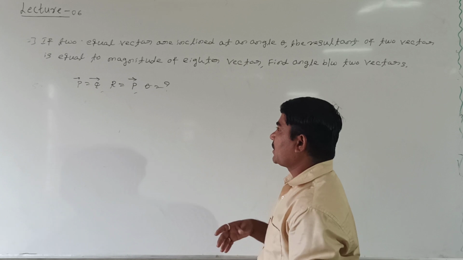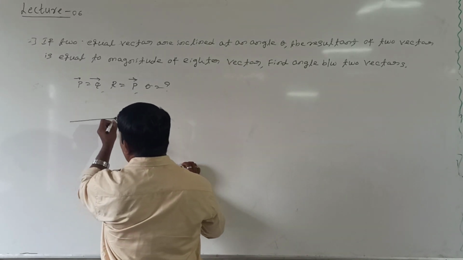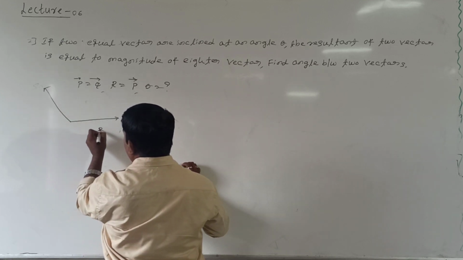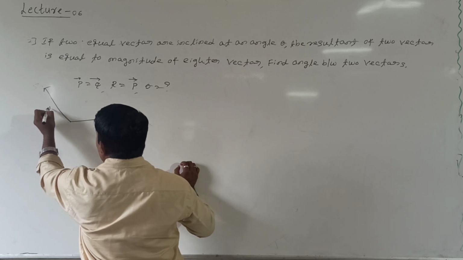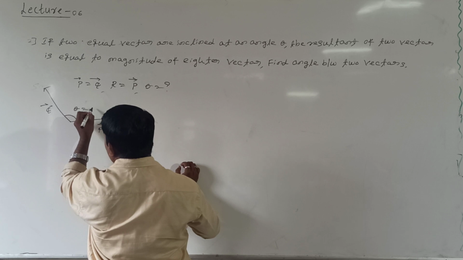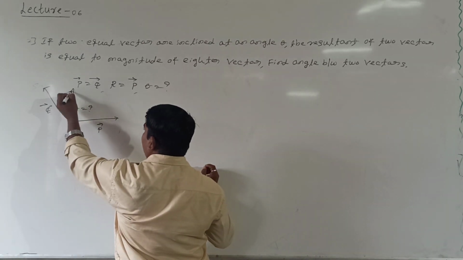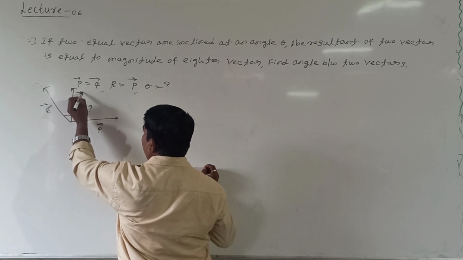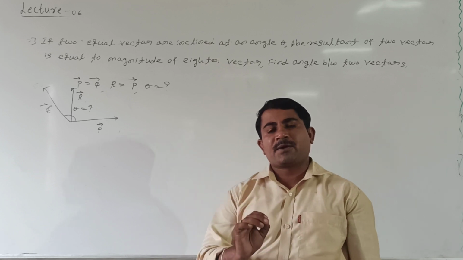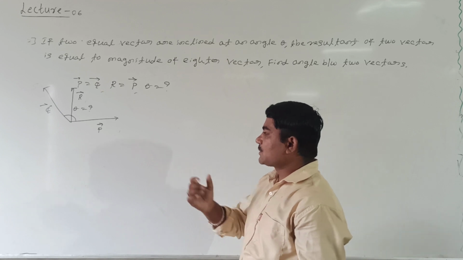Shall I take how the two vectors are there? See here, this is one vector, and this may be another vector. This is the P vector, and this we are calling the angle between the two vectors. Then this is the resultant vector R. What is the condition? P equal to Q and R equal to P, or R equal to Q, no matter. Let us go for the solution here.